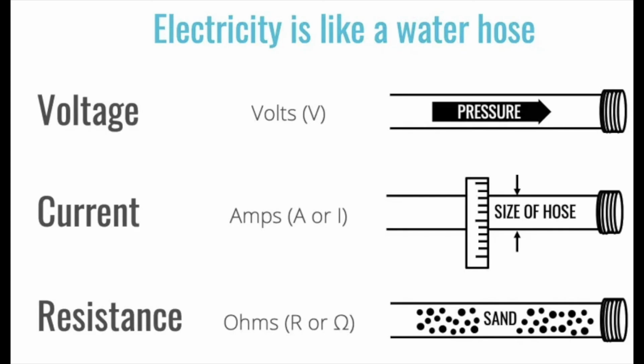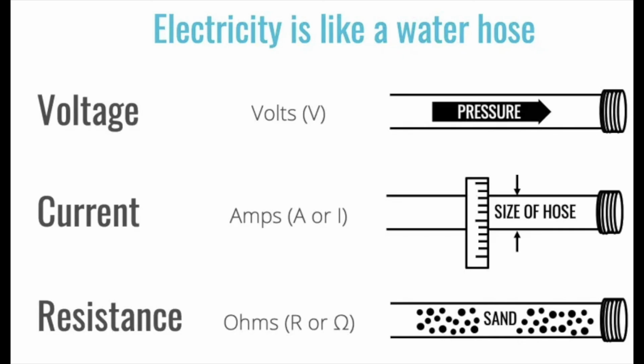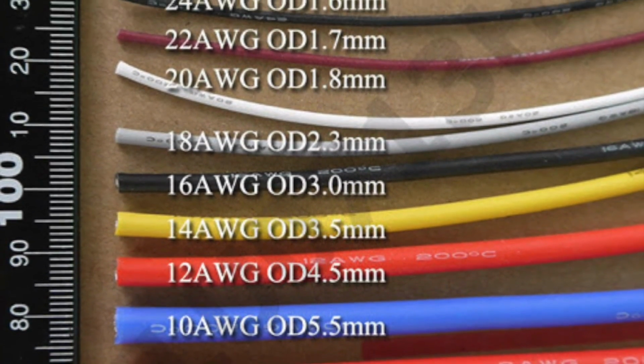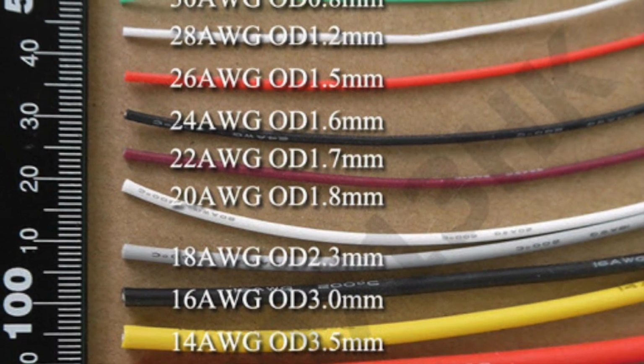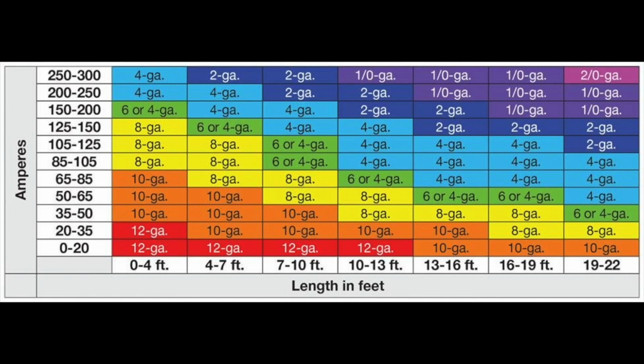3 main factors in electrical circuits are voltage, the difference in electric energy between 2 points measured in volts; current, the rate of flow of electricity measured in amps; and resistance, how resistant your wire is to the flow of electricity measured in ohms. Larger wires have lower resistance than thinner wires, thus thinner wires lose more energy to heat than larger wires. Using a wire that's too small for the voltage and amps you're trying to pass through it is dangerous because it can start a fire.